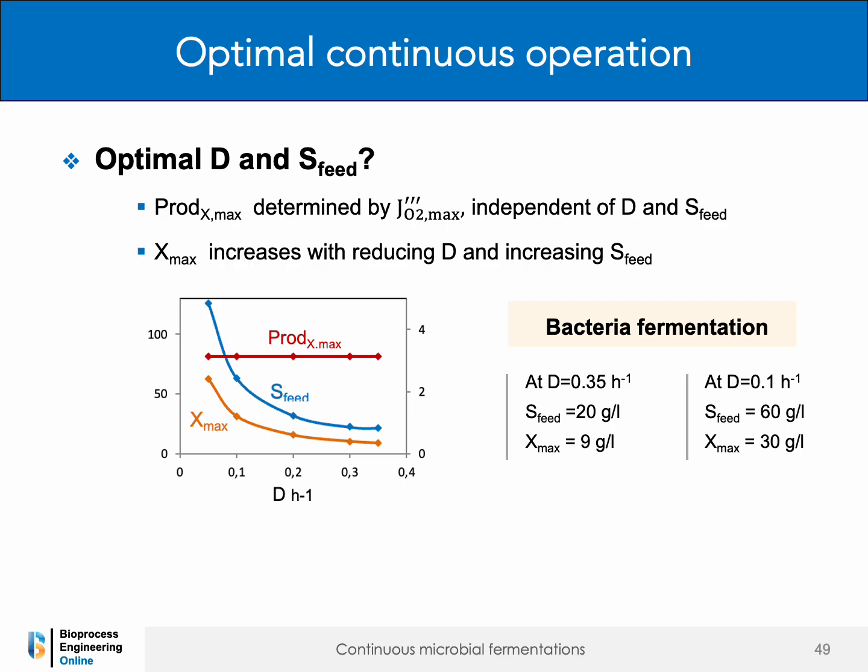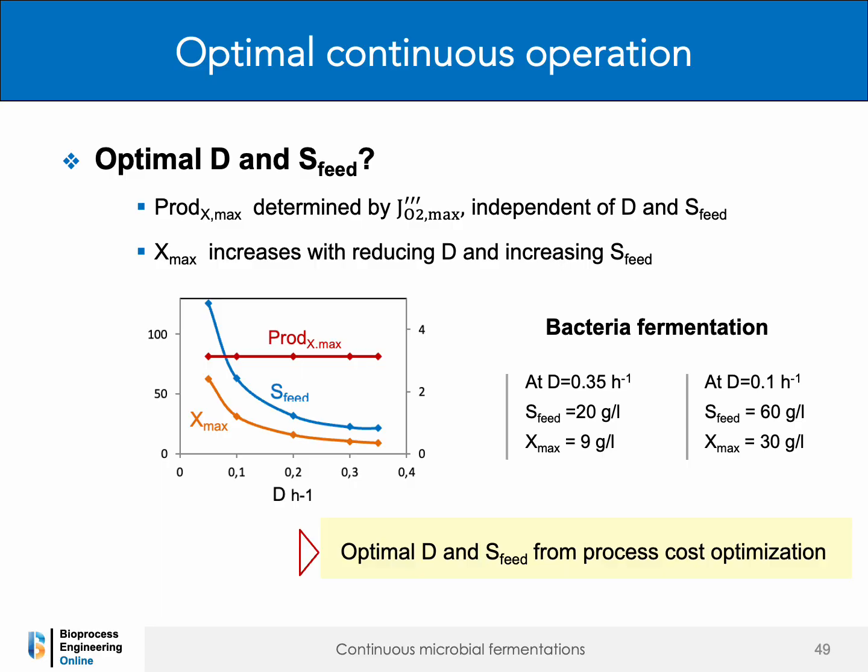At D equals 0.10 hour minus 1, a much higher biomass concentration close to 30 grams per liter can be reached, with a feed sugar concentration of around 60 grams per liter. It is important to note that the biomass concentration achieved during fermentation has a direct impact on the cost and performance of downstream processing operations.